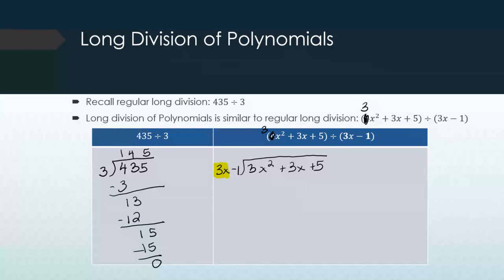So 3x times what gets me 3x squared? Well, that is times x. 3x times x is 3x squared. I also multiply negative 1 by x, so that's minus 1x. So now I subtract: 3x squared minus 3x squared is 0. And when you're subtracting a negative, that turns into a positive. 3x plus x is 4x, and then plus 5.